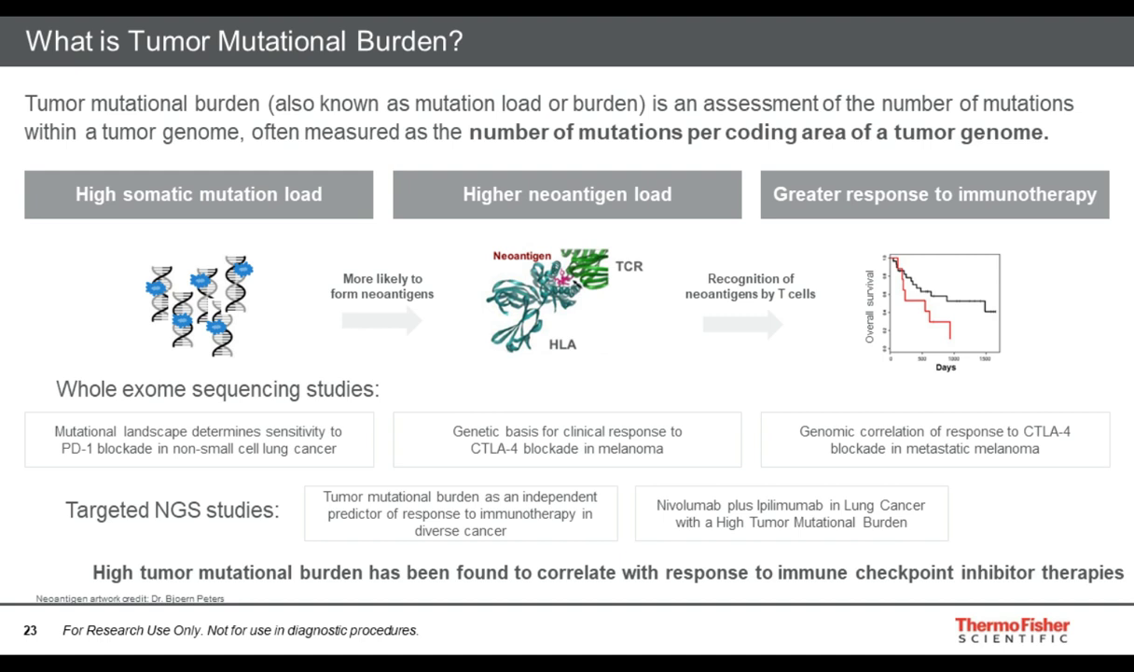Tumor mutation burden has emerged in recent years as a biomarker of key interest. It's basically an assessment of the number of somatic mutations present in a tumor genome, often measured or reported as the number of mutations in coding regions, sometimes also specifically focusing on non-synonymous mutations in the coding regions of a tumor genome. The reason why this is of key interest is that tumors that have high somatic mutation loads are more likely to generate neoantigens, and those neoantigens are more likely to be recognized by T cells and to generate an immune response.